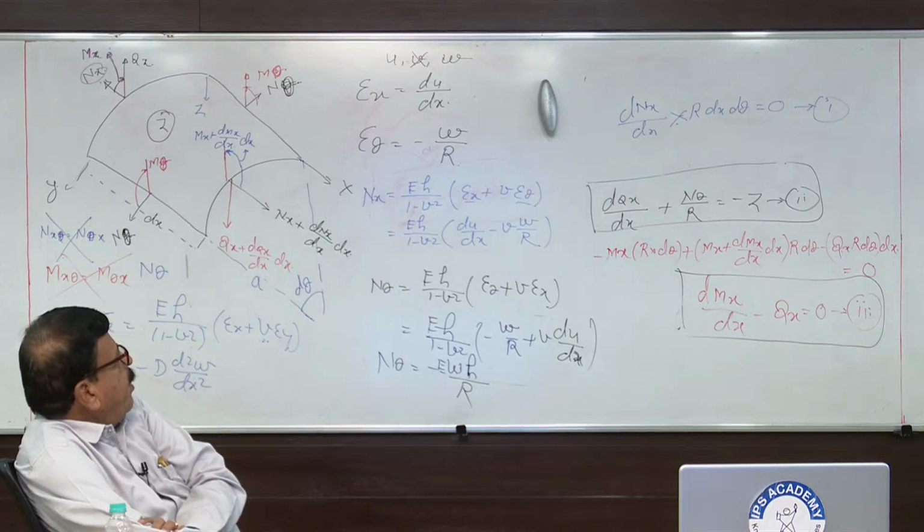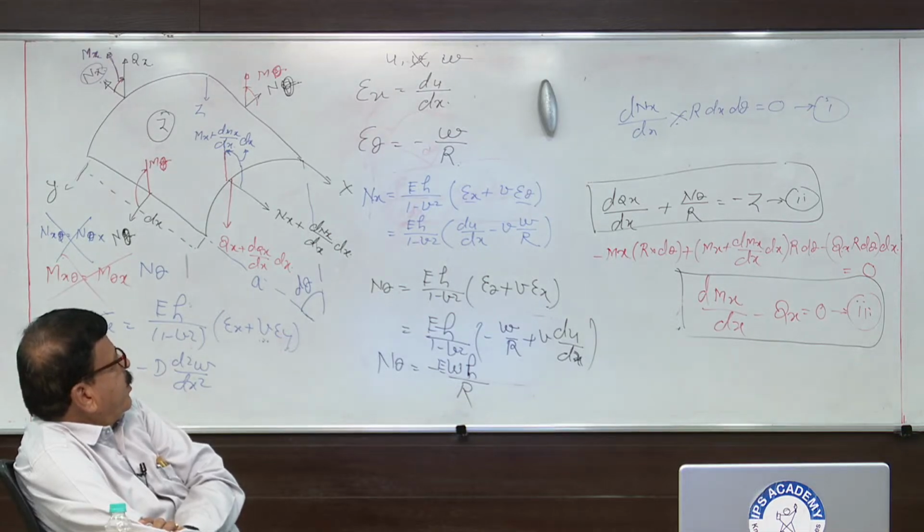Now put the value of qx in equation second. From third, you put the value of qx, equation number 3. Put the value of qx in equation number 2.